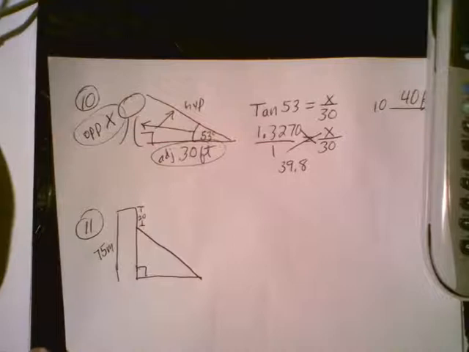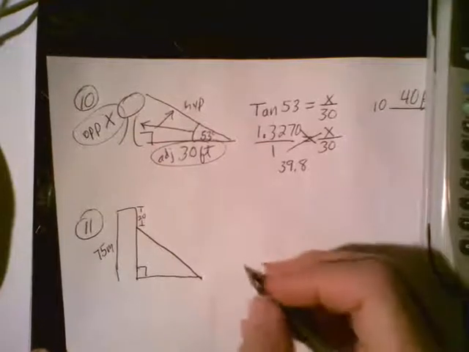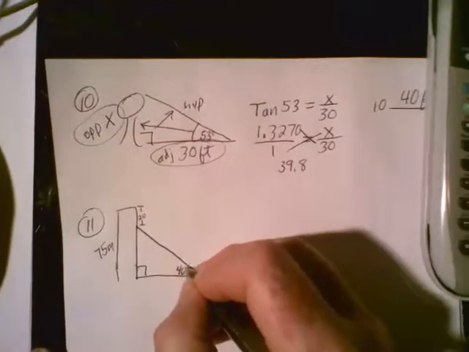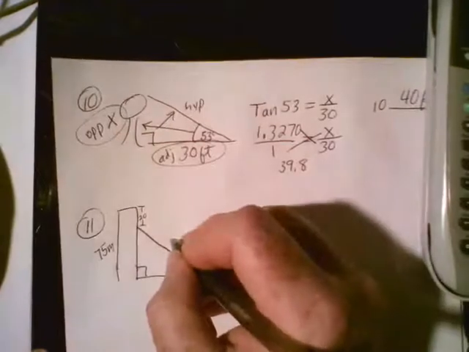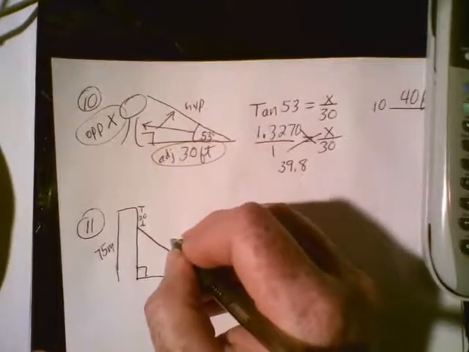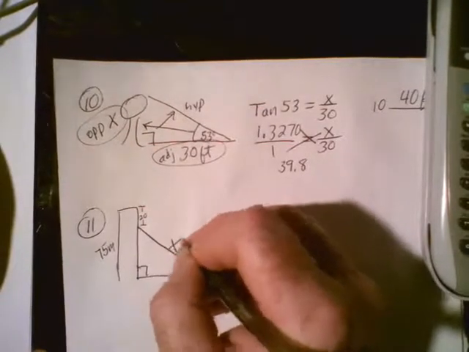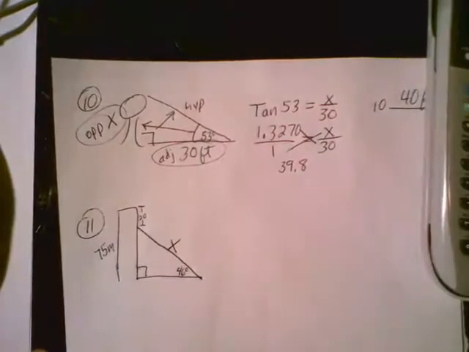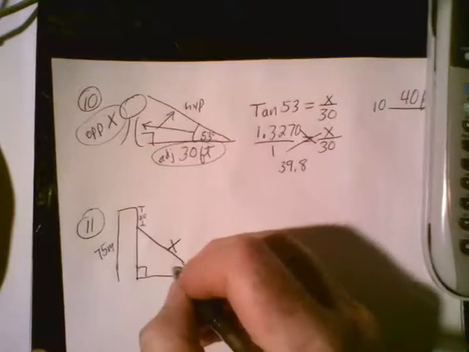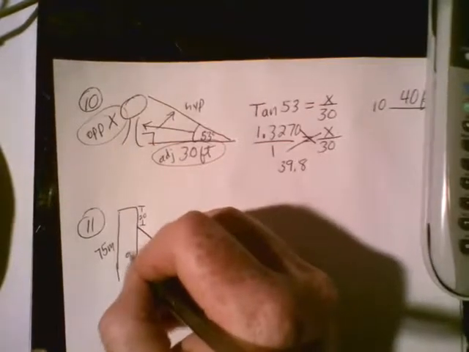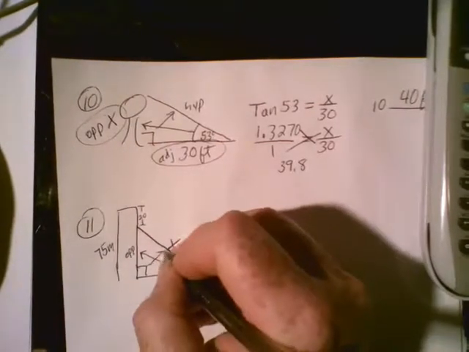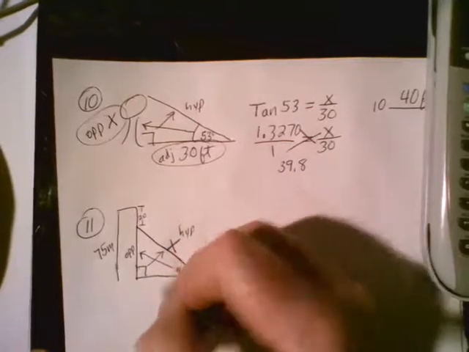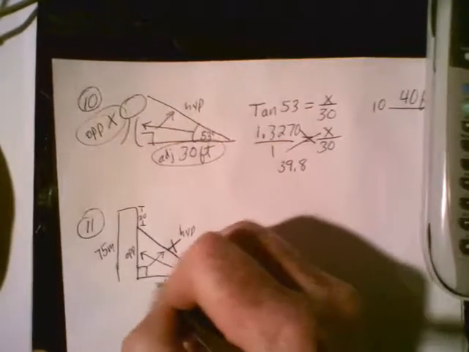If the support wire and the ground form an angle of 46 degrees, so this angle down here is 46 degrees, how long is the wire to the nearest tenth? So we want that distance right there. This is going to be our opposite. That's our hypotenuse. The adjacent we really don't care about this time.